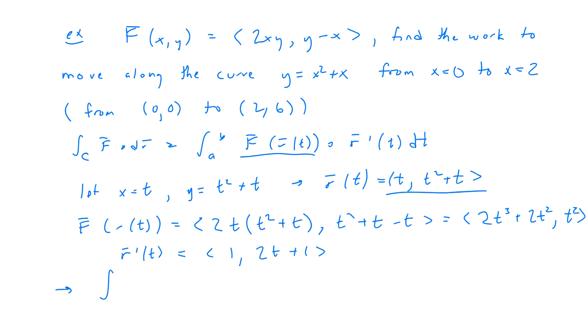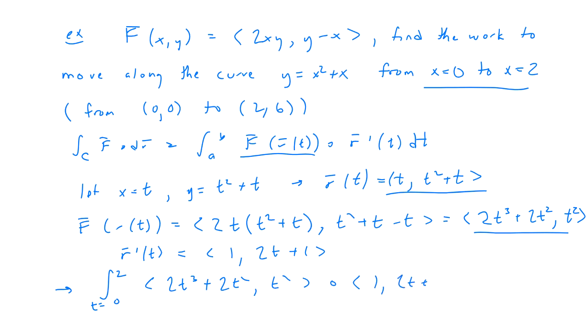And since we're going from x equals 0 to x equals 2, that means we're also going from t equals 0 to 2, since x is just t. And then we're going to get this vector. Here's the integral. You can see when I take the dot product, I'm just going to get a single integral of the variable t.